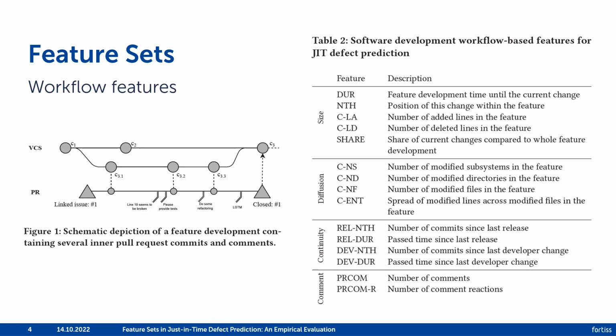For the diffusion dimension, we use the same calculation as before, but accumulate over all the past commits in the feature. And then we propose some continuity features which show the number of commits since the last release and also since the last developer change. And we also report comments on the pull requests, so discussions or additions.